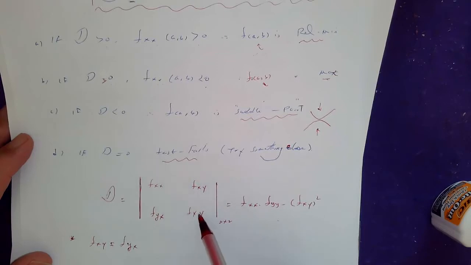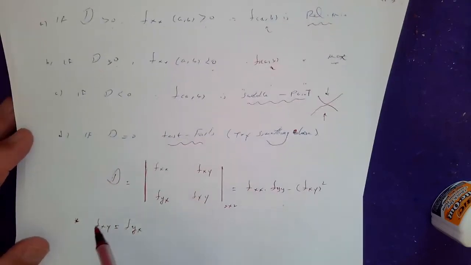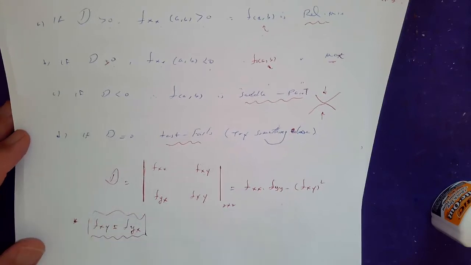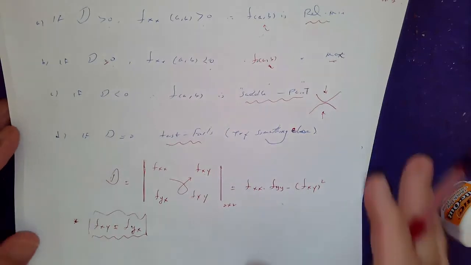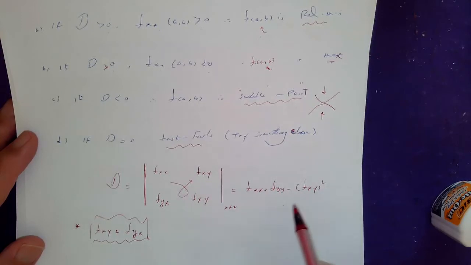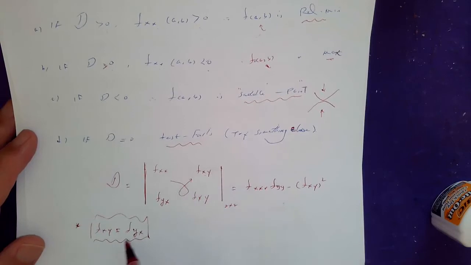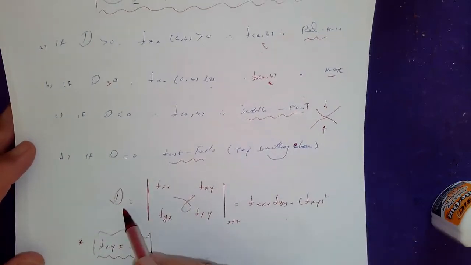fxx and fyy. The off main diagonal elements are the mixed partials. But remember, Mr. Clairaut proved that the mixed partials are equal. So if you just go, as one of my students told me the other day, the loop, this would be fxx times fyy minus fxy squared, because the mixed partials are equal. So that's why the letter D.